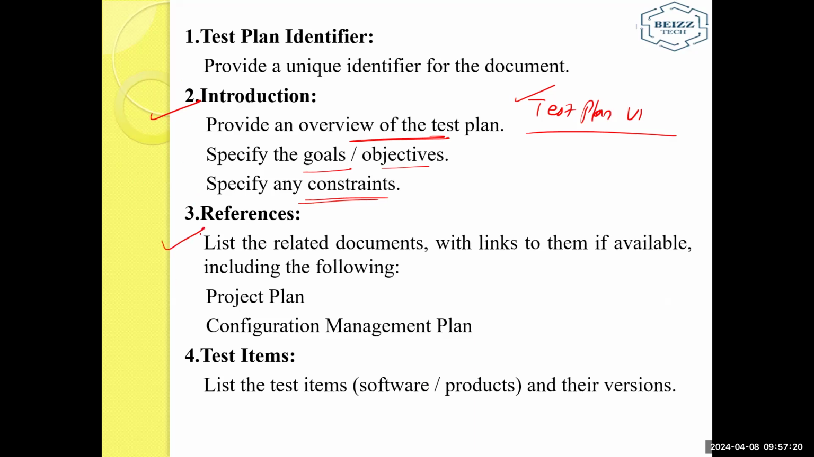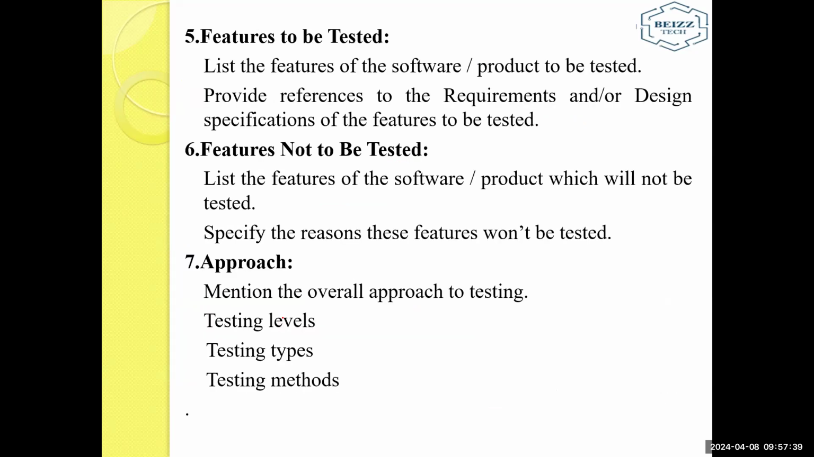Reference means list of related documents based on which the manager has prepared this plan. So like project plan, configuration management, requirement document. Yes, that's a part of reference. Test item means list of test items, software or product and their version. That is included under test item.